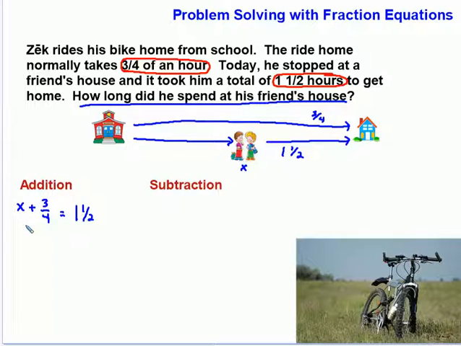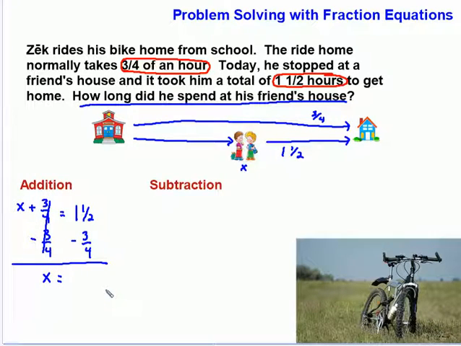Now that we have our equation, all we have to do is solve it. To do that, we get x by itself. How? By using inverse operations. The inverse of addition, or the opposite, is subtraction. We subtract 3/4 on this side, and whatever we do to the left side, we have to do also to the right side. 3/4 minus 3/4 is simply 0, and x plus 0 is just x.